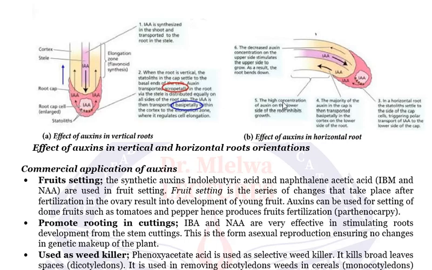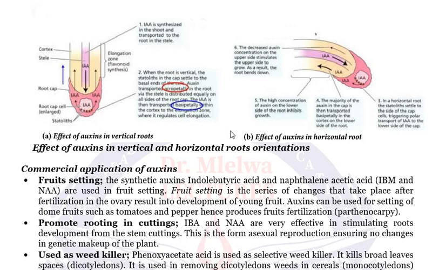So by that way, that means on this side the root will grow less as compared to this side. This side the root will grow more because we have low auxin concentration, which tends to stimulate root growth. So the decreased auxin concentration on the upper side stimulates the upper side to grow. As a result, the root bends downward. So this is the effect of auxin in the vertical and horizontal root orientation.